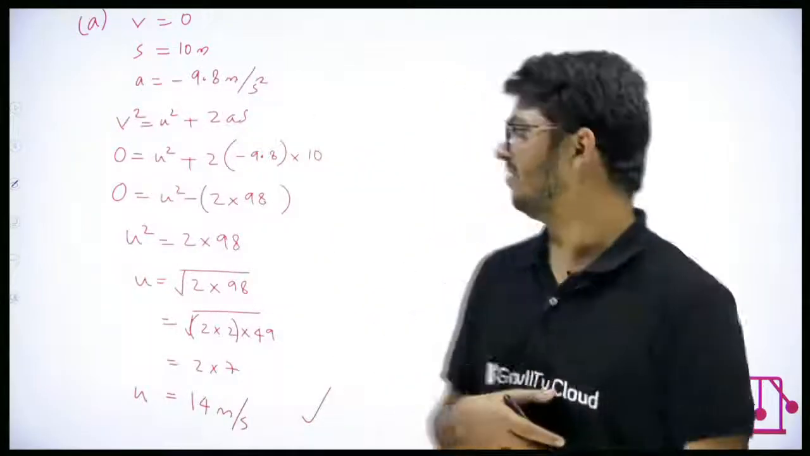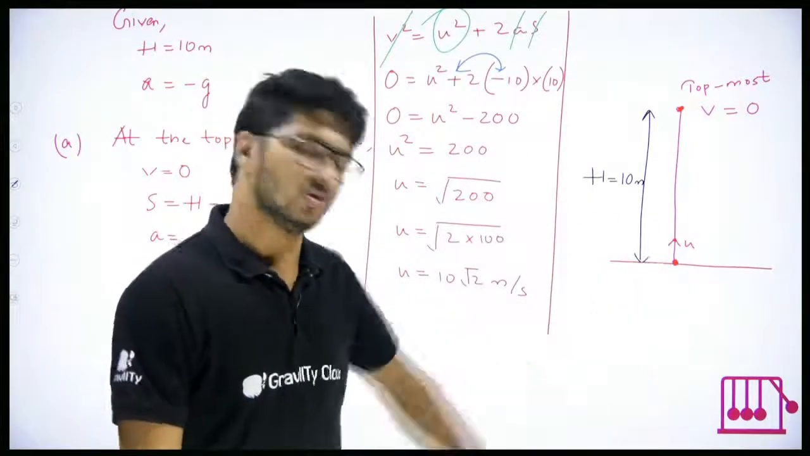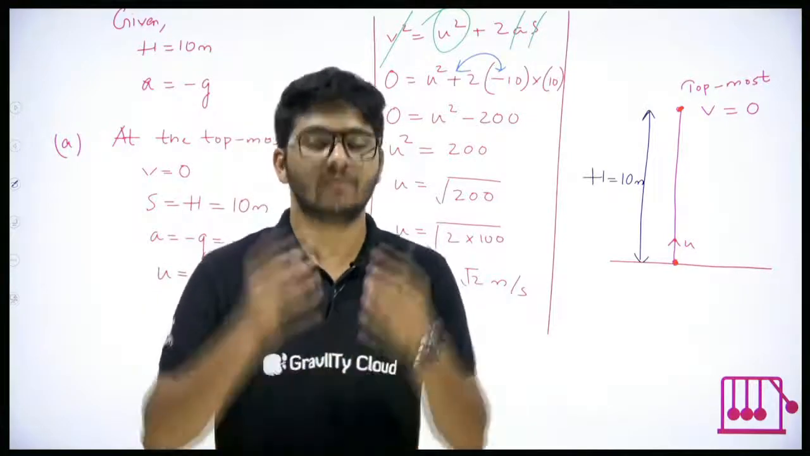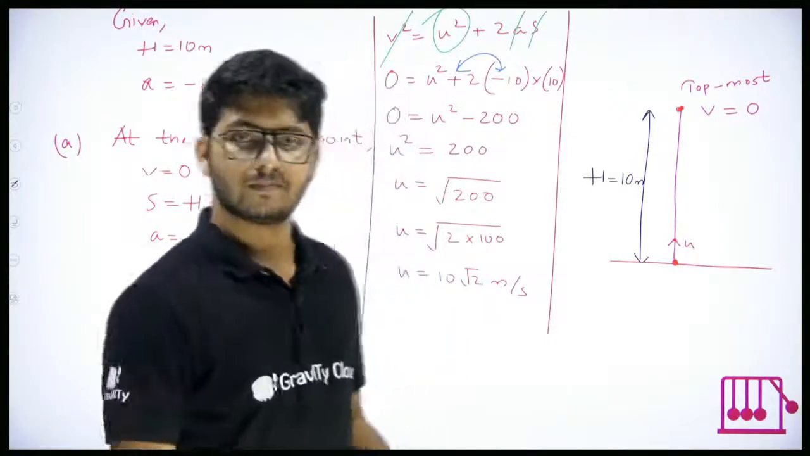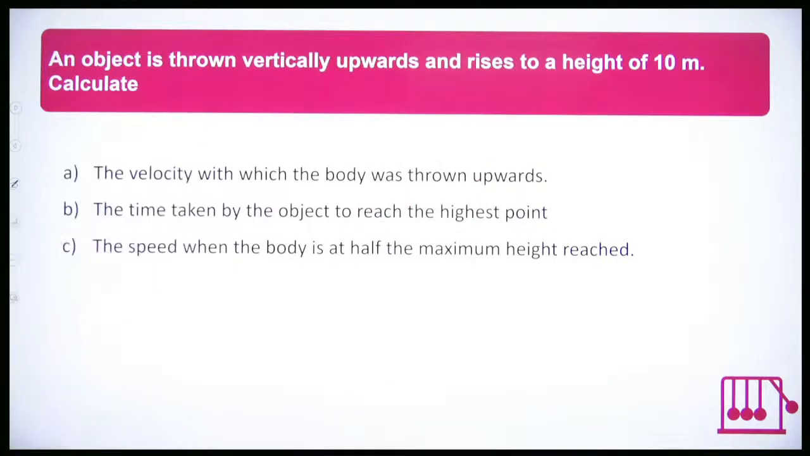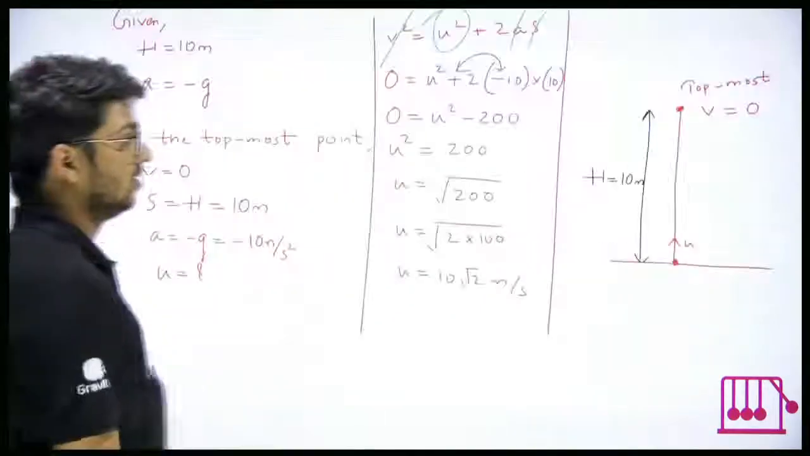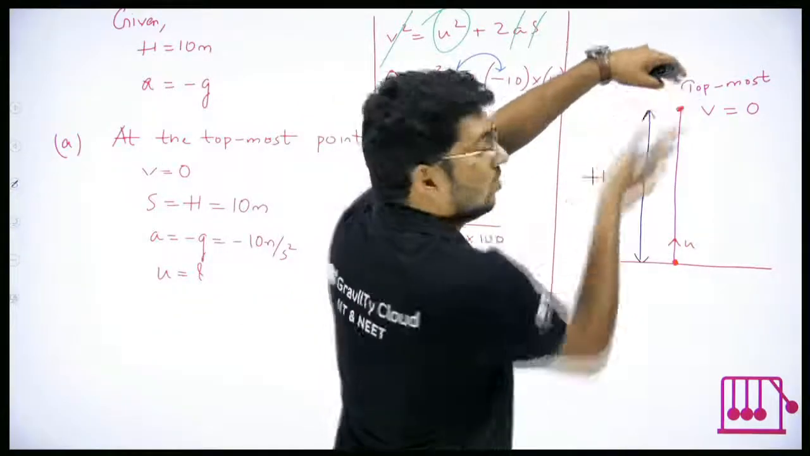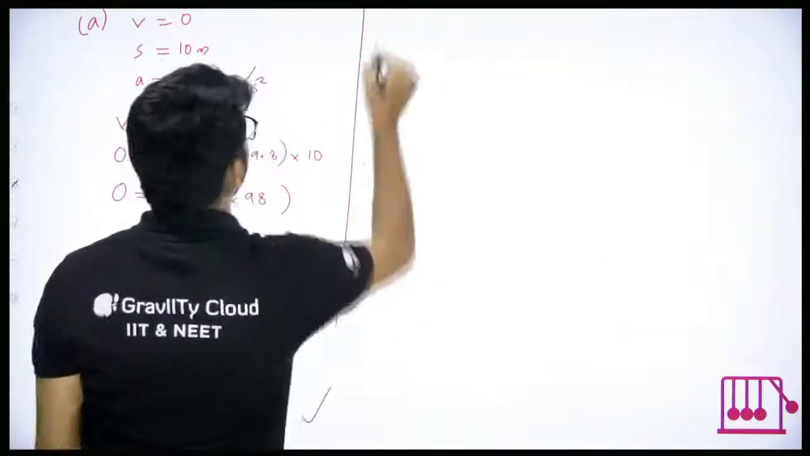Clear? So everything, see, if you draw the diagram, you'll understand what is happening. So even if they haven't asked to draw a diagram, please draw it. For your sake, you can imagine what is happening and you can understand things better. Good? Okay. The second is what? The time taken by the object to reach the highest point. Same diagram. We have to calculate the time taken to reach the highest point from here to here. That's it.